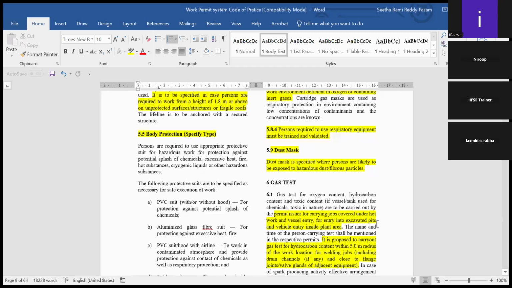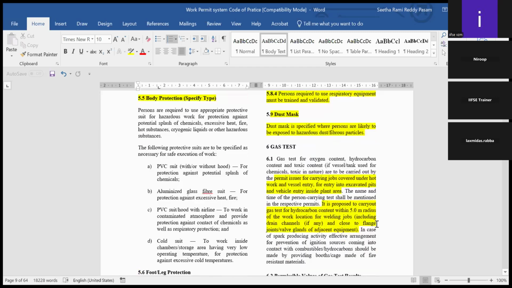And a dust mask is specified where the persons are likely to be exposed to hazardous dust or any fibrous dust, I mean the physical dust.